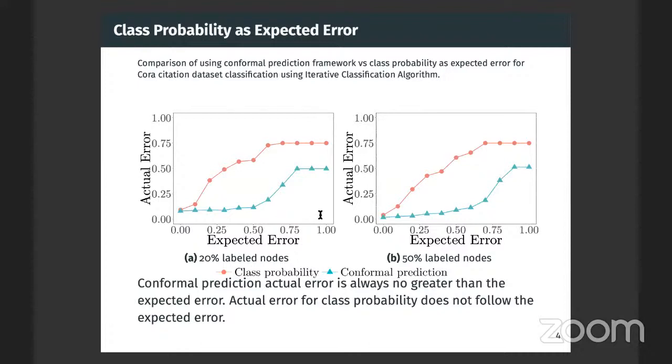As you can see in this graph, when you look at the class probability, the expected error rate is not always the actual error rate we expect, but for conformal prediction, the actual error rate is always below the expected error rate that we specify. That's why we think conformal prediction can give us better confidence to associate with our predictions.